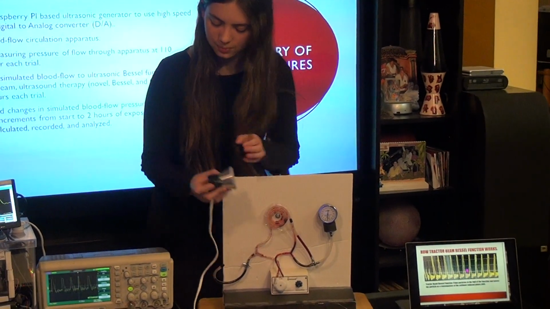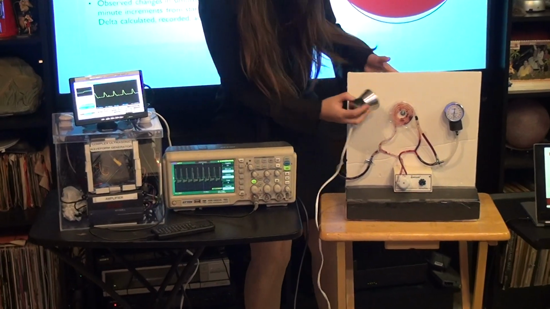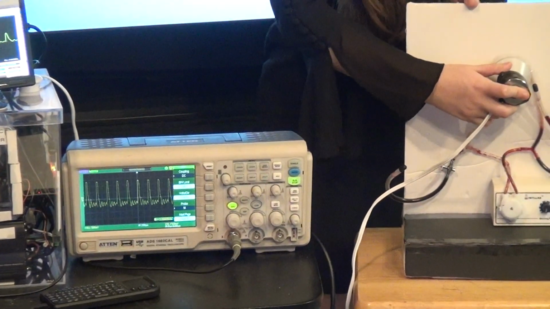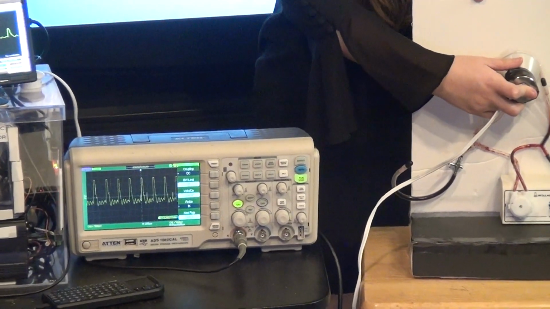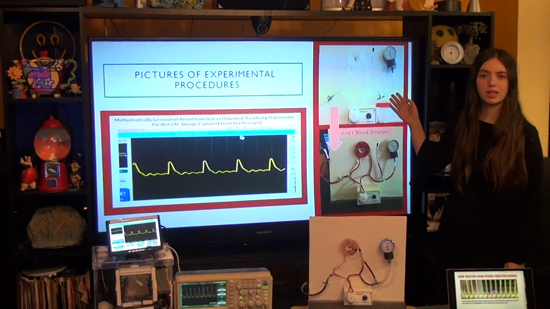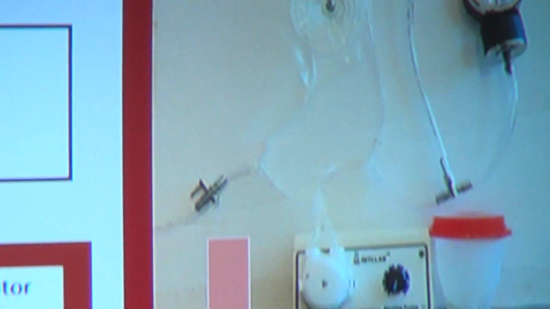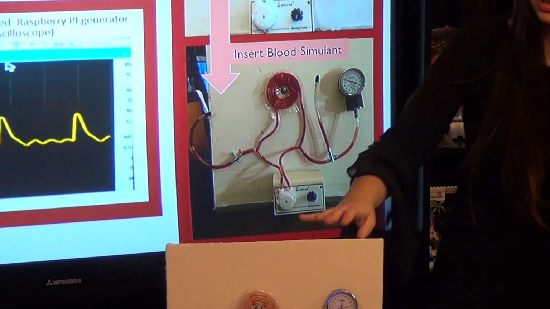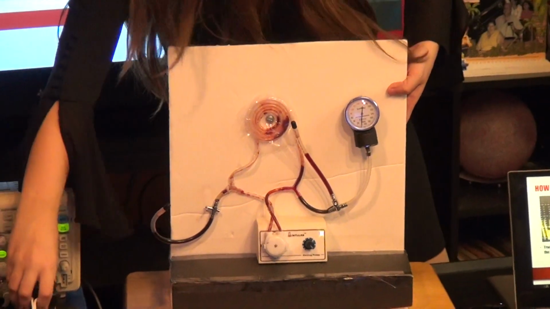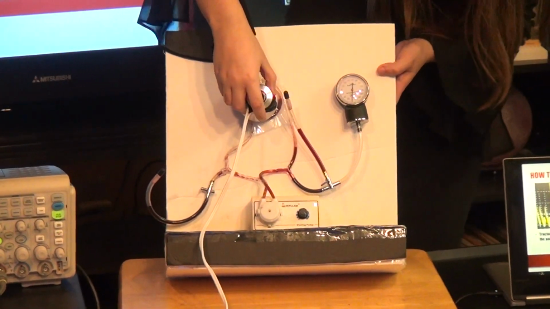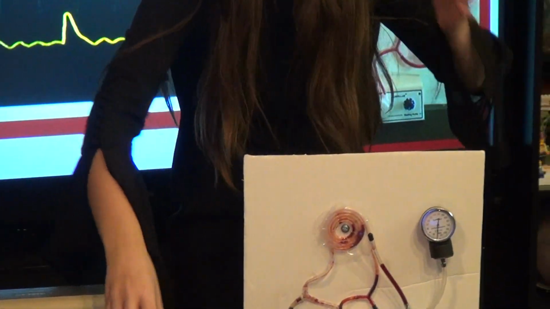Now, you can see here the waveform live time that is being emitted by the ultrasonic transducer. Again, this was done for 120 minutes for the 4 different methods, and the pressure was recorded in 5-minute intervals. Here you can see what the apparatus looks like before and after the blood simulant has been inserted into the system. Once it's been inserted into the system, again, the pump is turned on for 120 minutes, the ultrasonic therapy method is applied, and the pressure is recorded in 5-minute intervals.